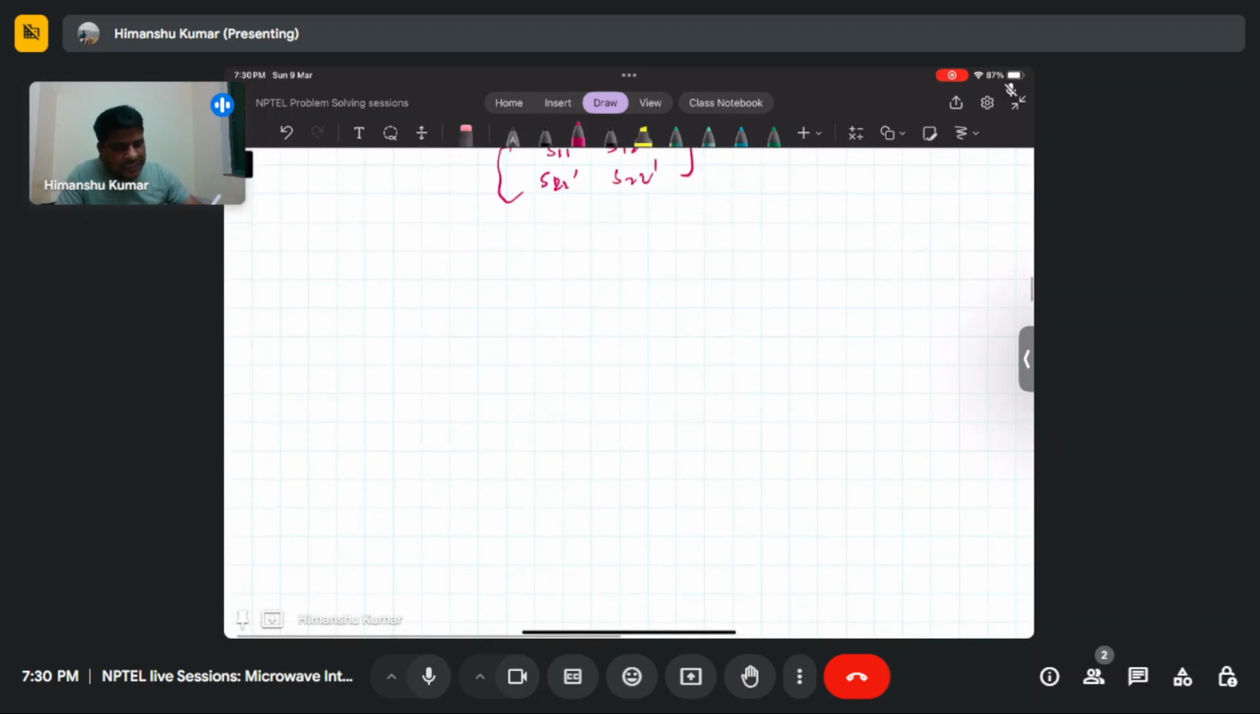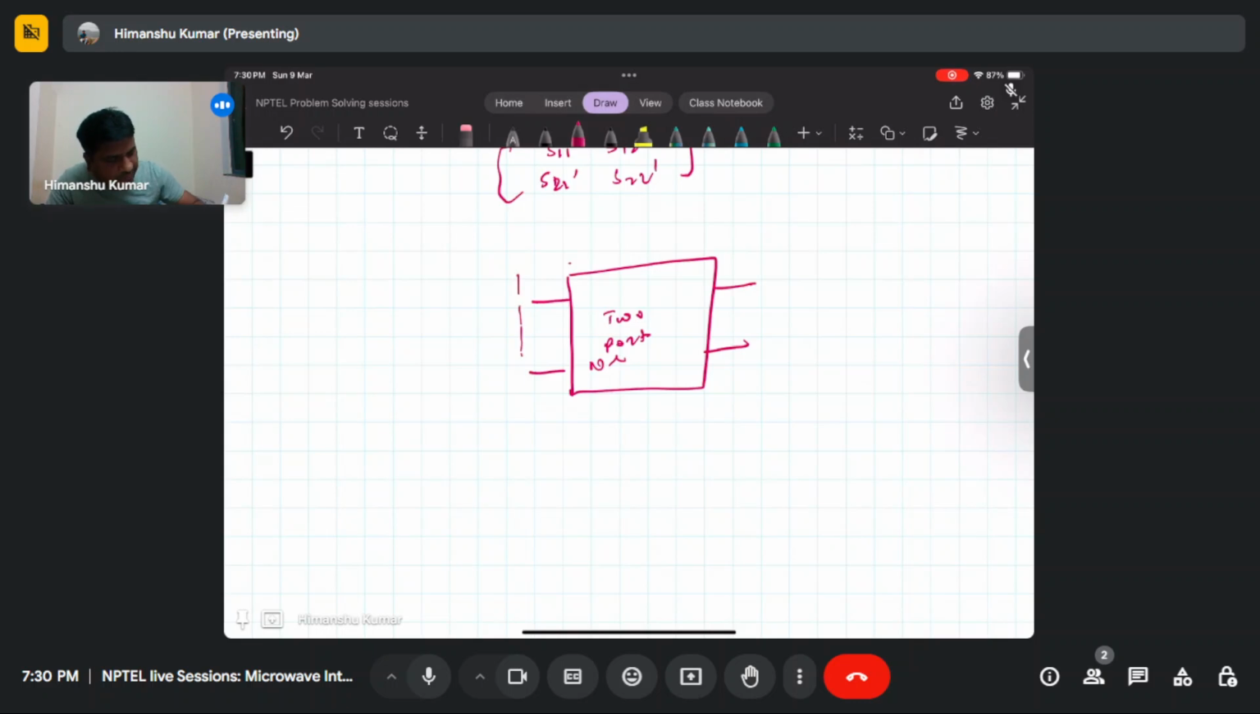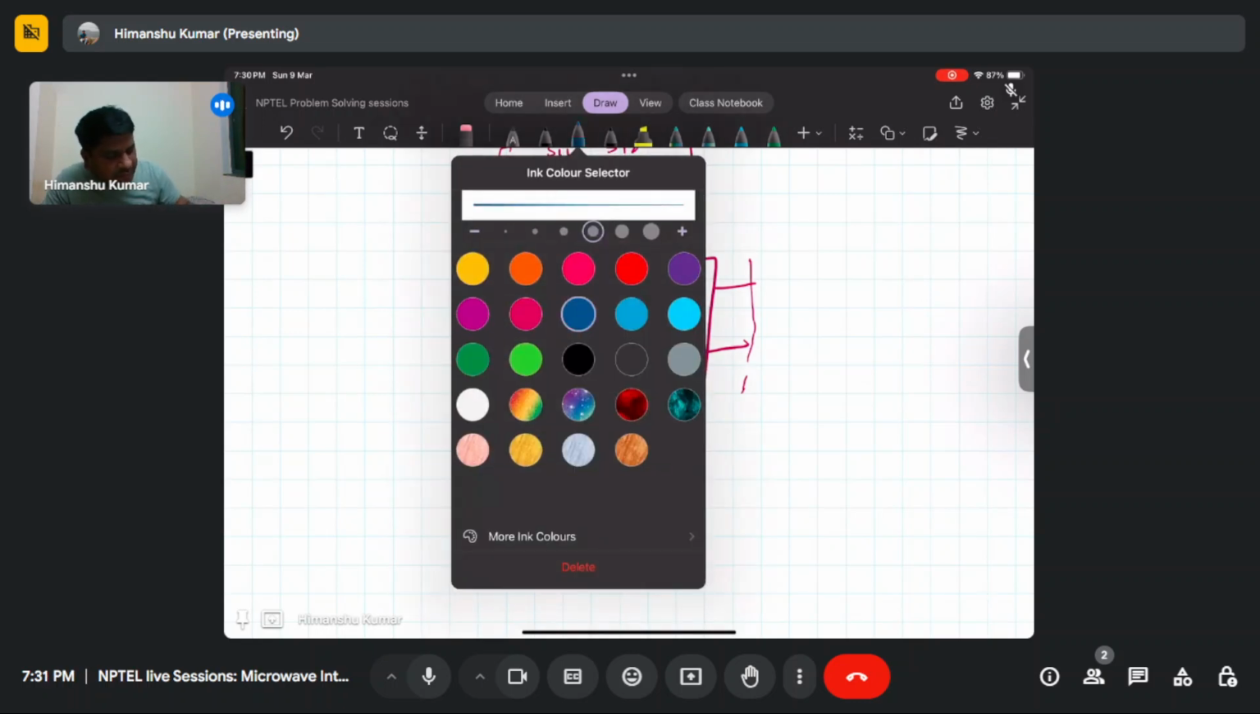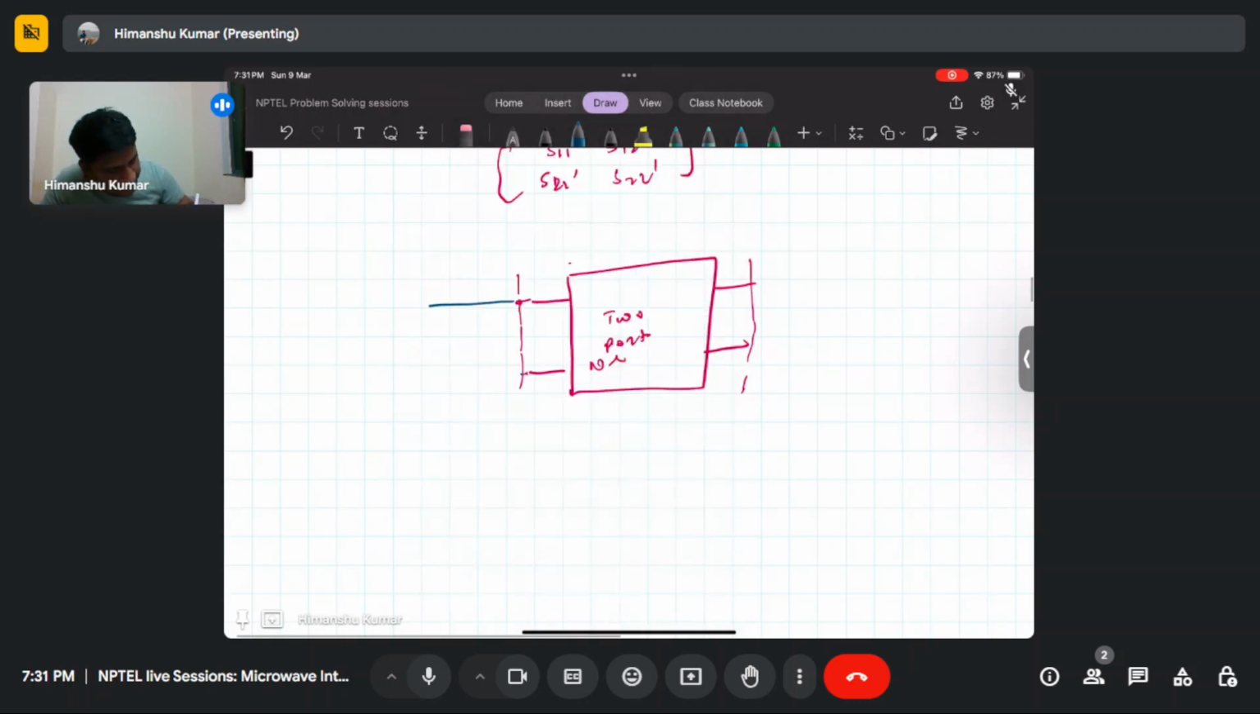So this is the typical case of reference plane transfer. Let's say this is a two port network, and these are the input ports and the reference planes of this network. Now we need to connect this reference plane to another reference plane, which is 45 degrees electrical length away from this line.